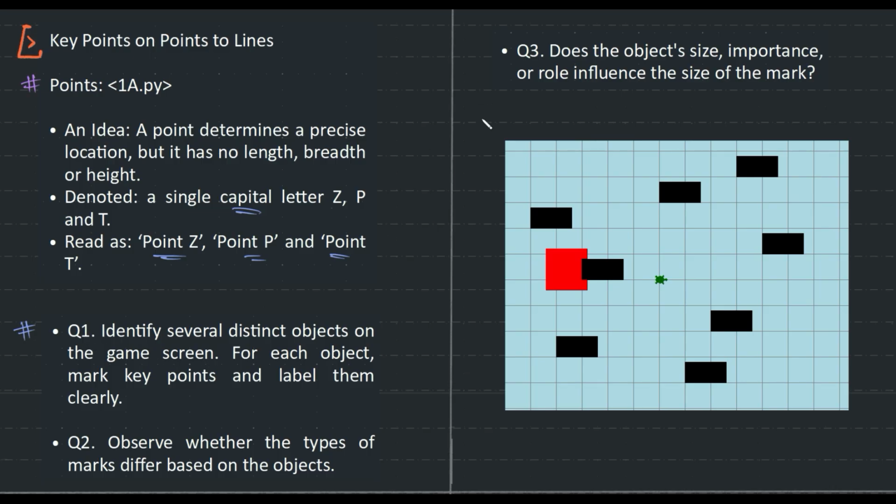Now, this set of questions is for this particular figure. I'll give you a start with the first question: identify several distinct objects on the game screen. So let me do that. The game has to do with a turtle. This turtle has to reach this red square, avoiding this black structure.